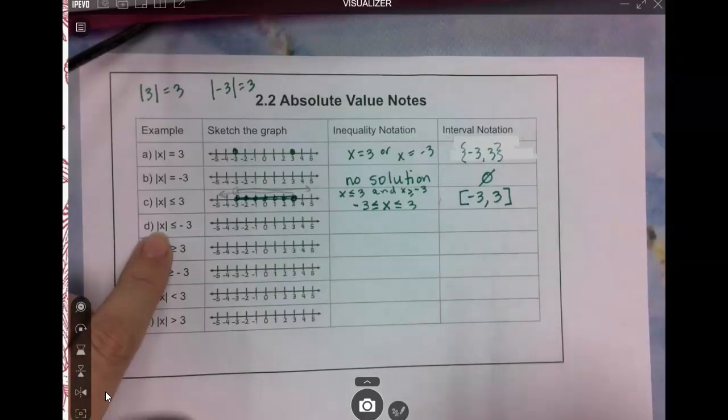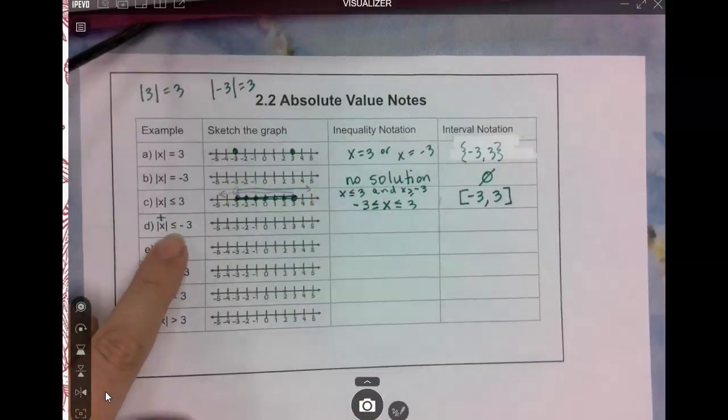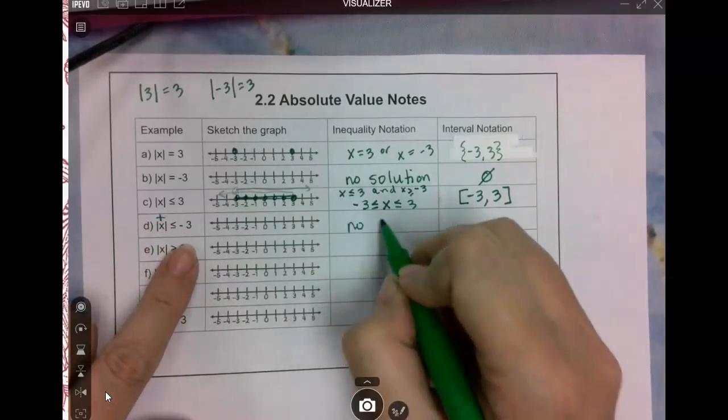Can an absolute value that's positive ever be less than a negative? A positive is never going to be less than a negative, so this is no solution.